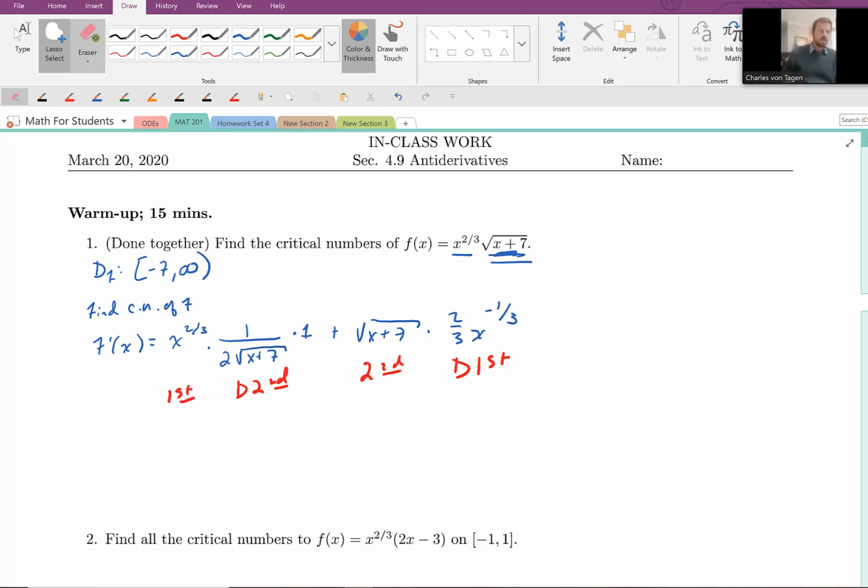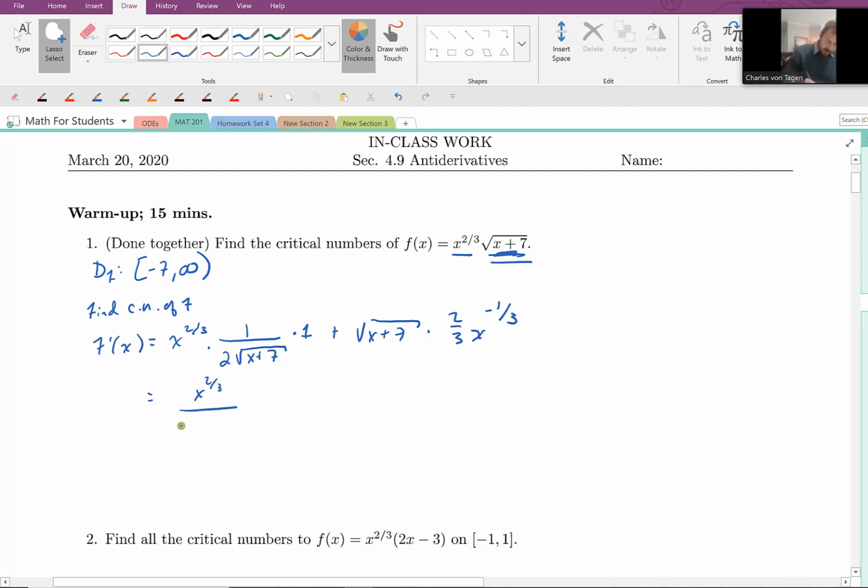And in this algebra task, we want to go ahead and rewrite this expression as a single fraction so we can easily identify where the derivative is either 0 or undefined. Let me clean this up just a little bit, and let's go ahead and do that. So cleaning up the first fraction, we get x to the 2/3 all over 2 square root of x plus 7. And cleaning up the second fraction, I end up with 2 square root of x plus 7 all over 3x to the 1/3. When I go ahead and bring this exponential term into the denominator, it ends up with a positive sign here.